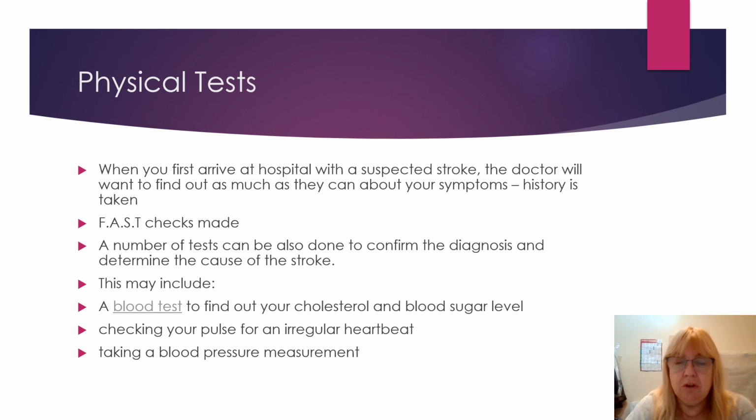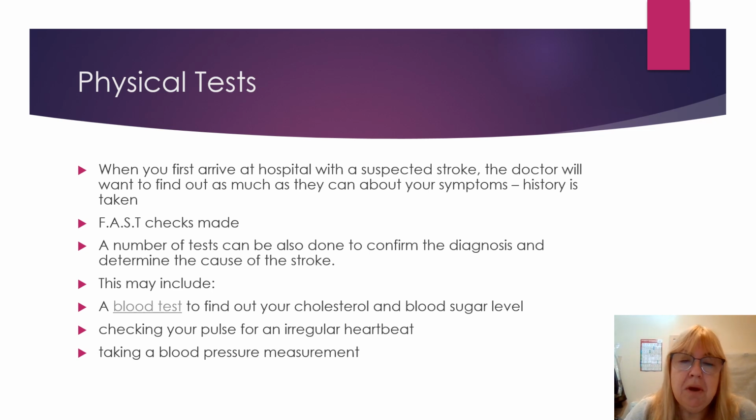So the first thing that you do when someone comes into hospital with a suspected stroke, the doctor will want to find out as much as they can about your symptoms. So they take a history. They do the FAST checks, if you remember, which we looked at in one of our recent sets of slides. They will do those same checks. They look at people's faces, they'll look at their arms, the movement. They'll look at if there's any drooping or paralysis on one side. So some of the things we've already talked about, really.